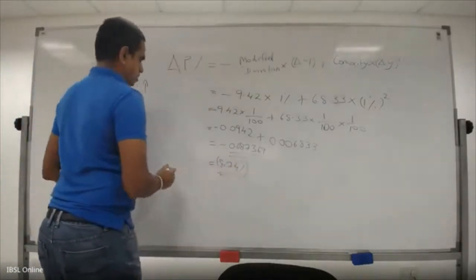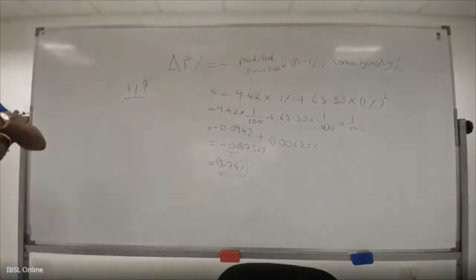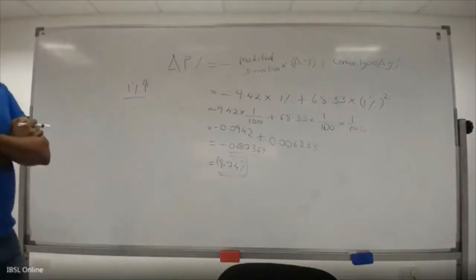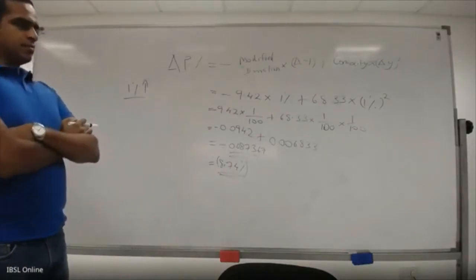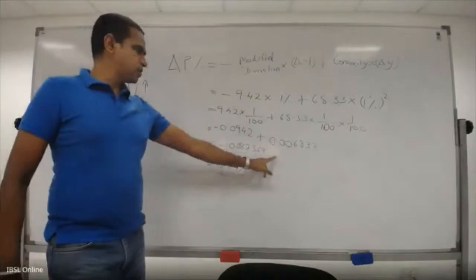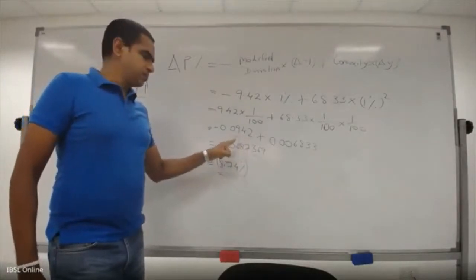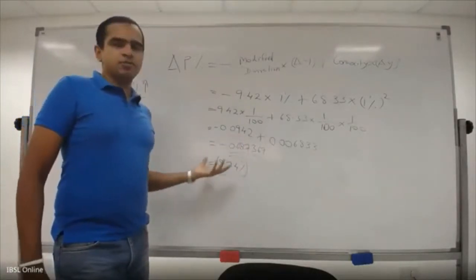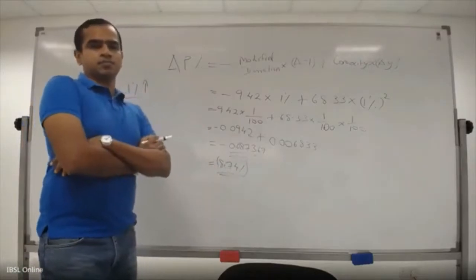So if yields go up, your price will drop by 8.74%. If not for convexity, the price would have dropped by 9.42%. So you are getting a bit of a cushion because of convexity in this case.